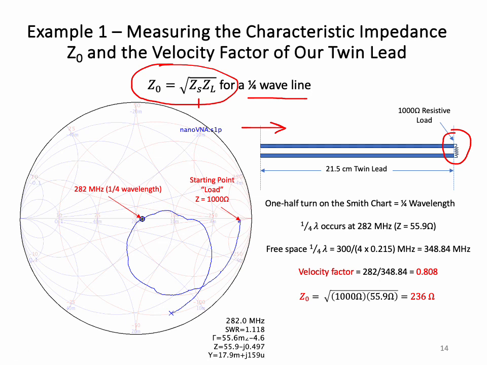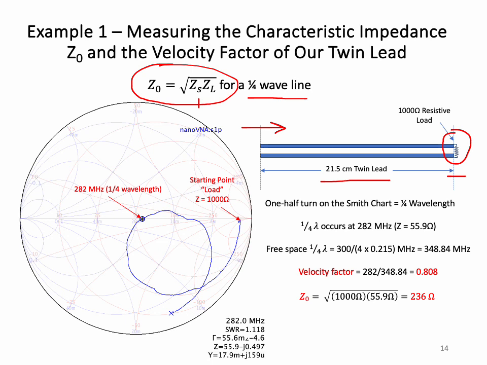In this specific example, I cut a 21.5 centimeter piece of twin lead, terminated it in a carbon resistor of 1,000 ohms. I want to make sure that the load is purely resistive, without any inductive or capacitive reactance, which makes this equation a little bit easier to solve.